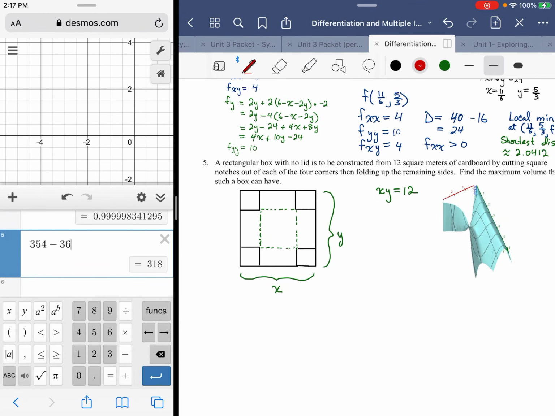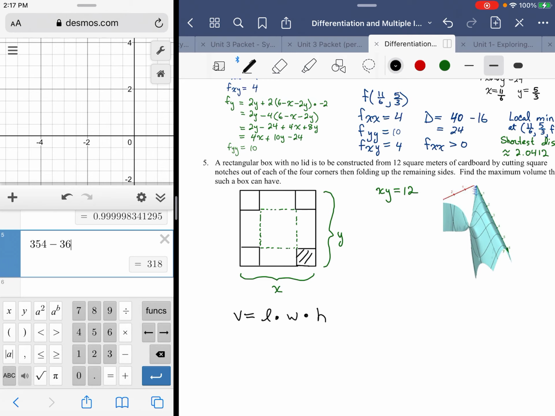So page 65, number 5, we have a rectangular box, no lid, constructed from 12 square meters of cardboard. It's rectangular, so we're not going to assume that the two sides are congruent to one another, so I called it x times y equals 12. Right. So if I'm going to find the volume, it is equal to length times width times height.